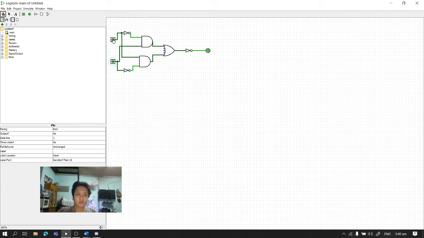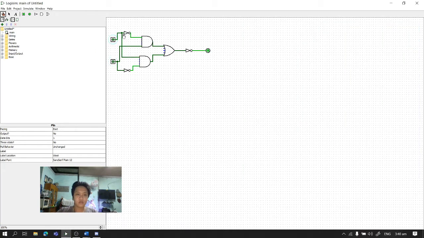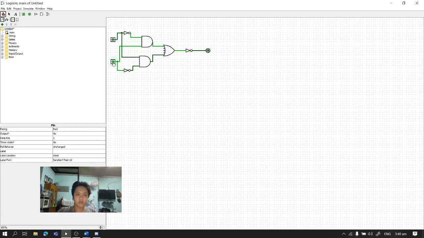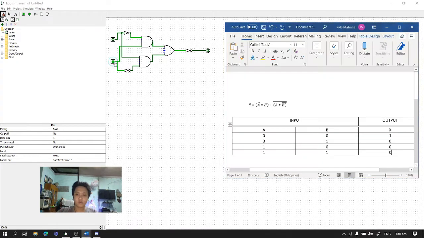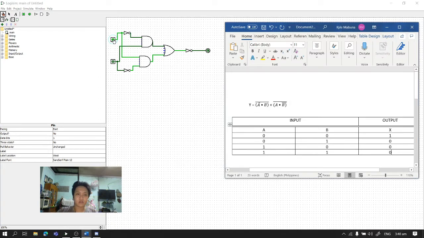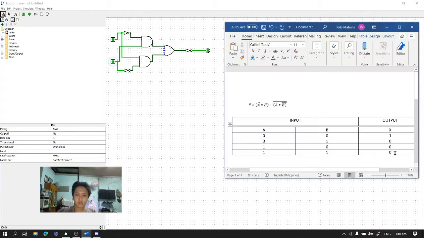For this one, the input 0 0 gives an output of 0. If the input is 0 1, then the output is also 0. If the input A is 1 and the input B is 0, then the output is 0. Then 1 1, and the output is 1.